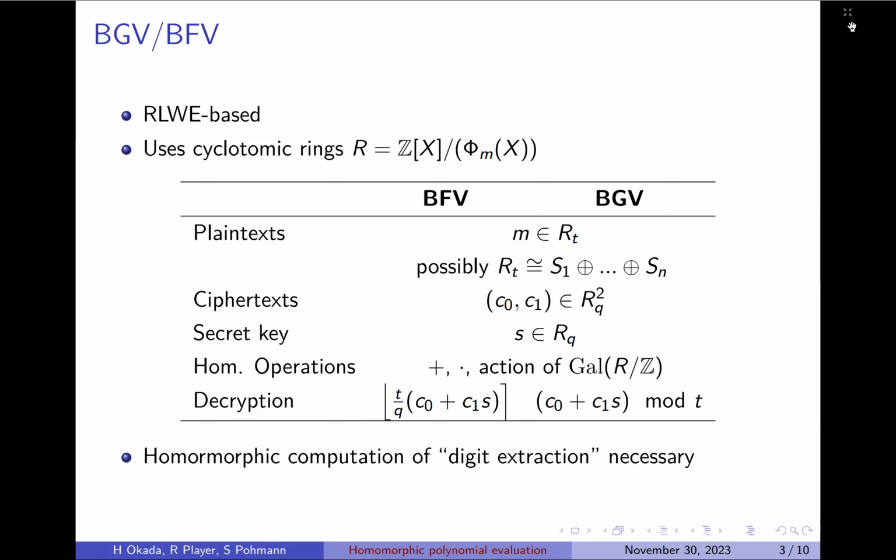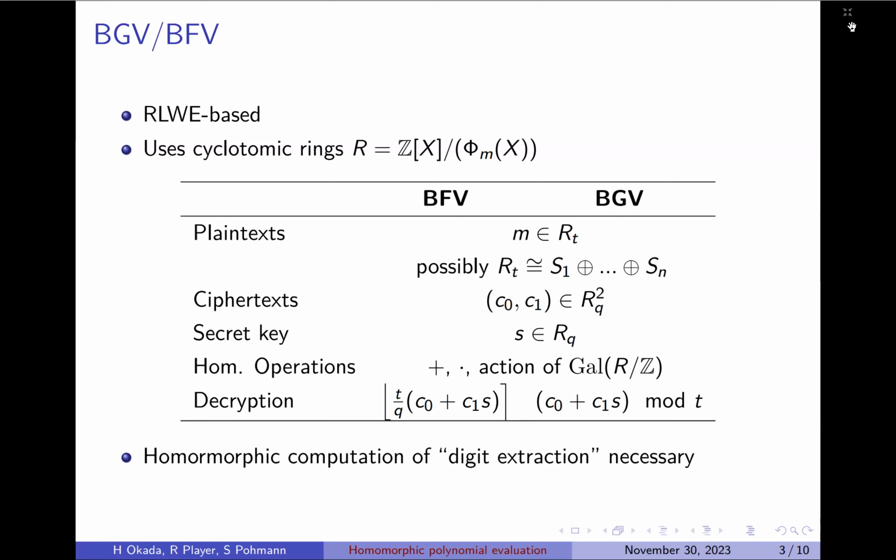BFV and BGV differ slightly in the decryption, which is of course relevant for bootstrapping, in the sense that BFV stores the plaintext in the most significant bits of the value c0 plus c1 s. So for decryption, you need to perform a rounded division. BGV stores it in the lower significant bits, and for decryption, we need to perform modular reduction.